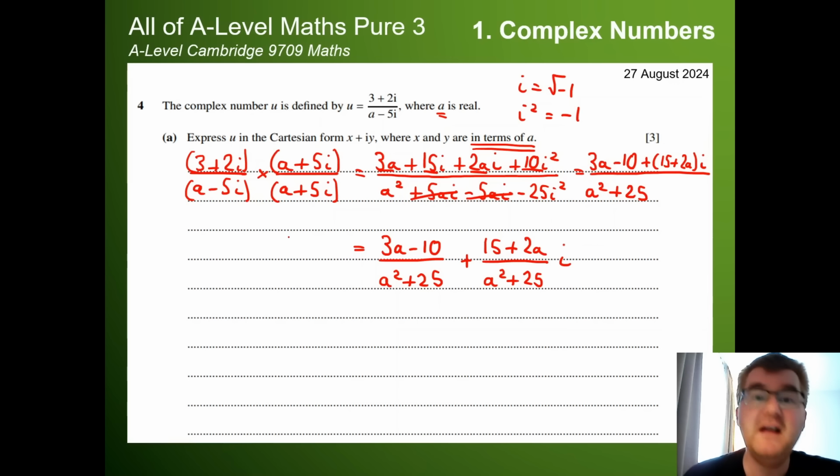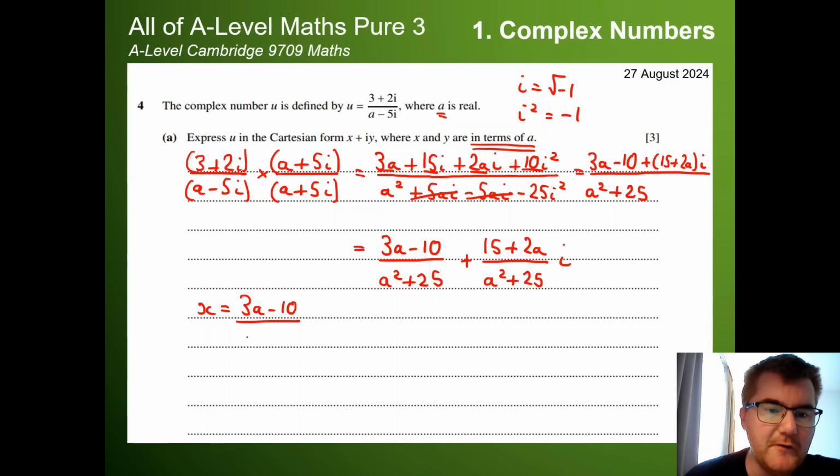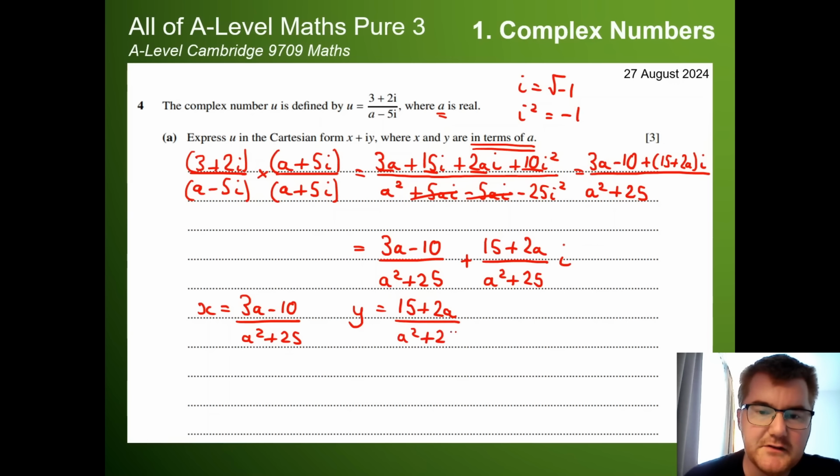So to make it really clear to the examiner, x is equal to (3a minus 10) over (a squared plus 25), and then the y component here is equal to (15 plus 2a) over (a squared plus 25). So again, make it very clear to get those marks, those 3 marks here, which could be crucial marks in making sure that you get a good grade on Pure 3.